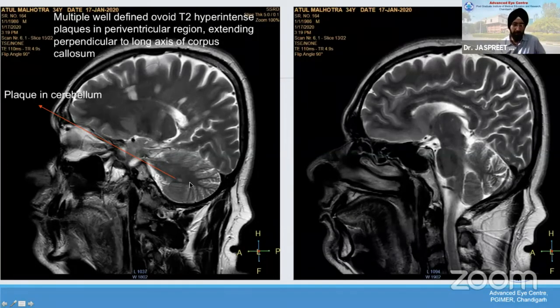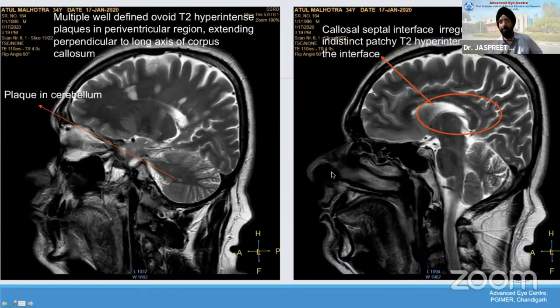Now this lesion could be there in NMO spectrum as well. So here what we have is an interspace irregularity, which is hyperintense on T2. It's along the corpus callosum. So basically these findings are more suggestive of an MS-related disease. Sorry.